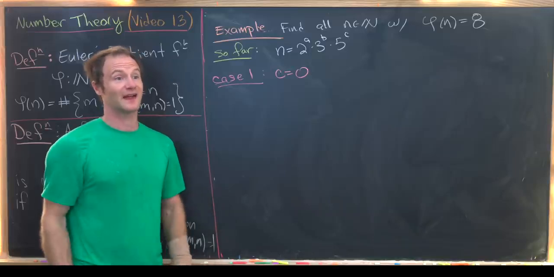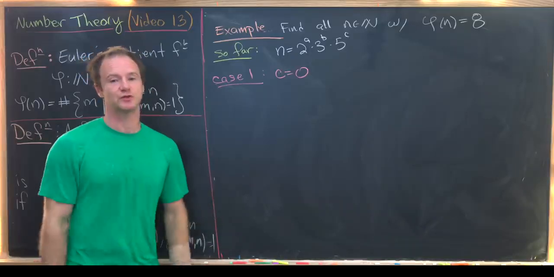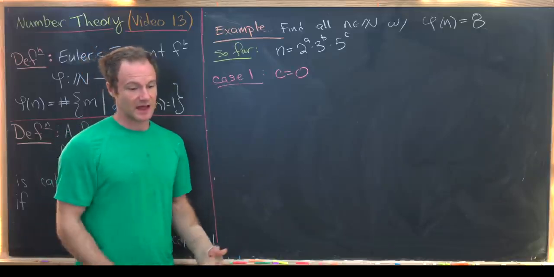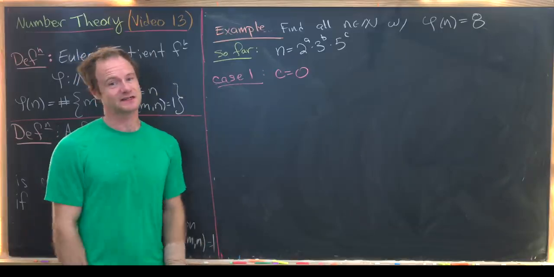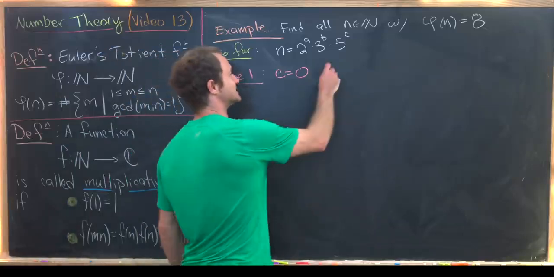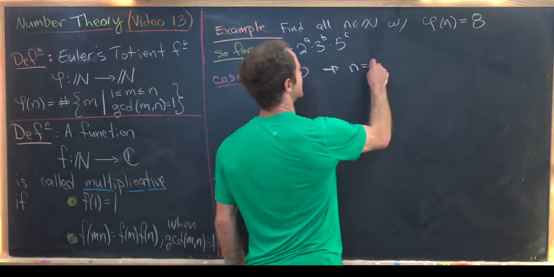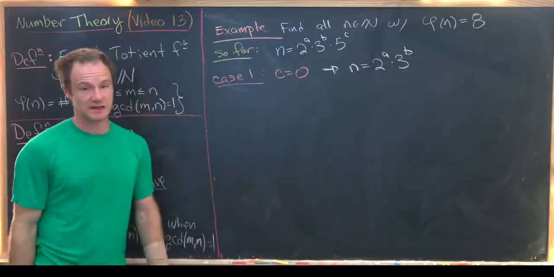But I want to point out that a lot of times math problems end up with a portion of the solution which is not fun. And maybe I shouldn't say not fun, but maybe just a little bit tedious. And that's just part of the game. So our first case is that c is equal to 0. So in other words, n is equal to 2 to the a times 3 to the b.